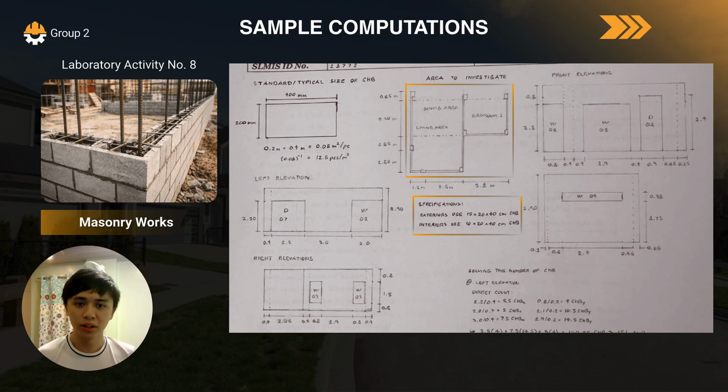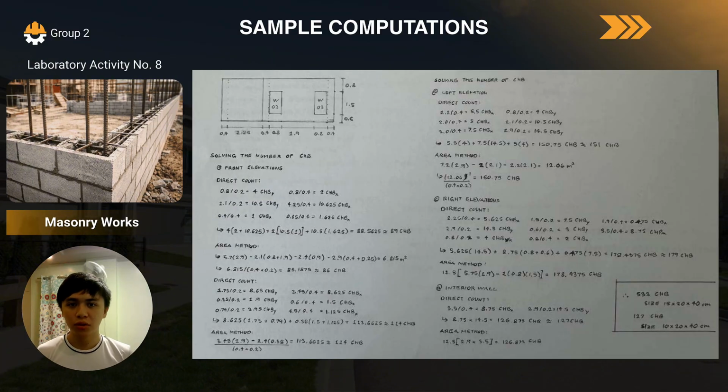And here we also have other drawings of the left, right, and front elevations, as these will be showing the different walls that we will be considering, including the doors and windows that will be subtracted from our calculated number of CHB. So let us begin here with the calculations for solving the number of CHB.